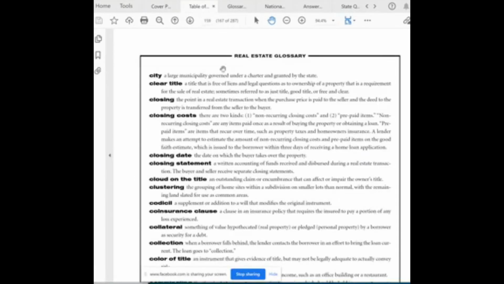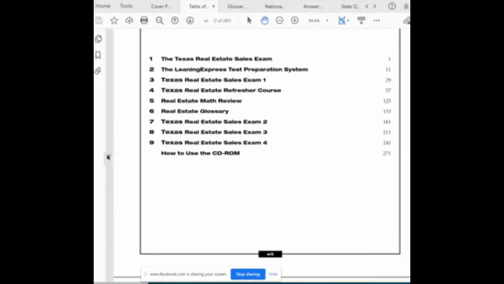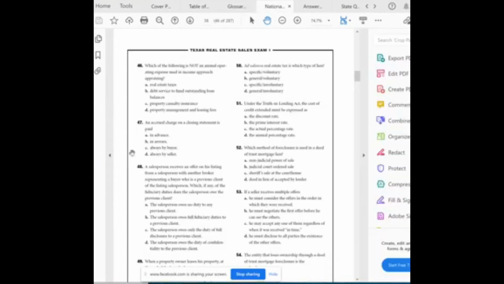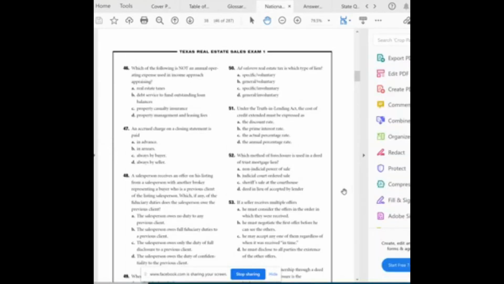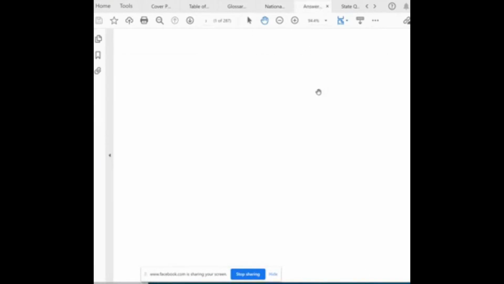And this table of contents is right there. So this is the information that's in this book, and it's an excellent source. So as you can see, it has exam 1, 2, and 3, and 4, and it has math review, a refresher course, preparation ideas, and the glossary. And then those are national questions that we'll get started after we go through the vocabulary, the answers.